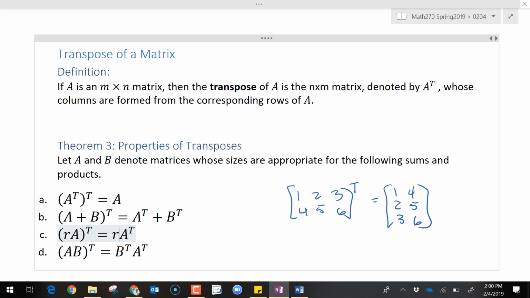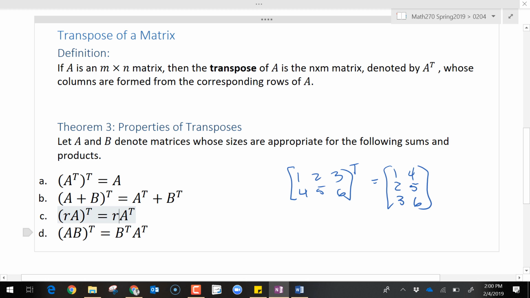And now this is really the most interesting one. The transpose of the product is equal to the product of the transposes, but in reverse order. Now that's a little trickier to imagine, but I'll let you imagine that between now and Wednesday.